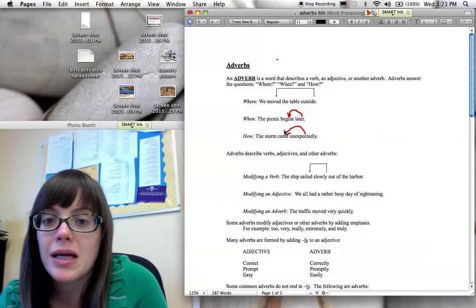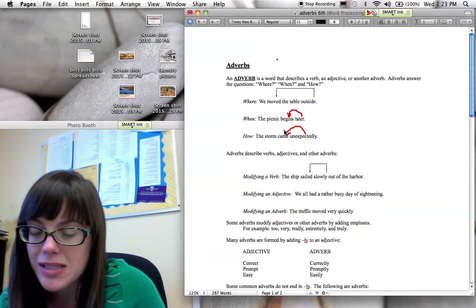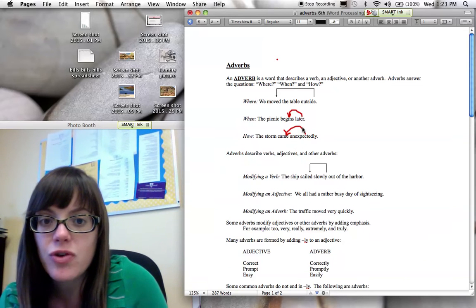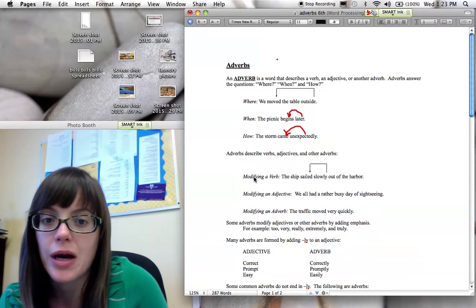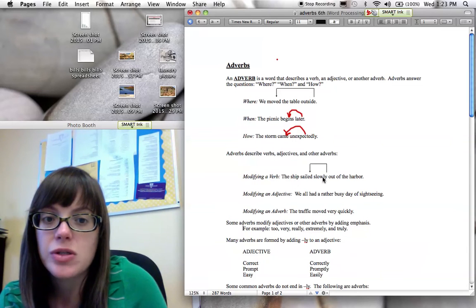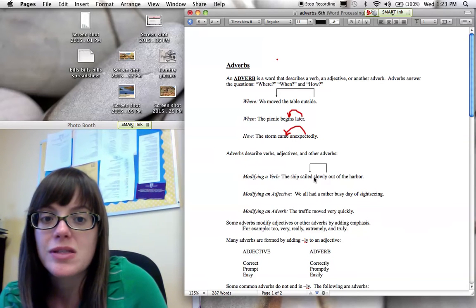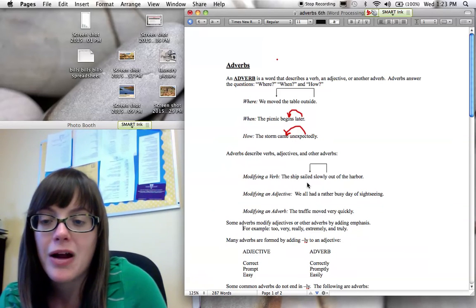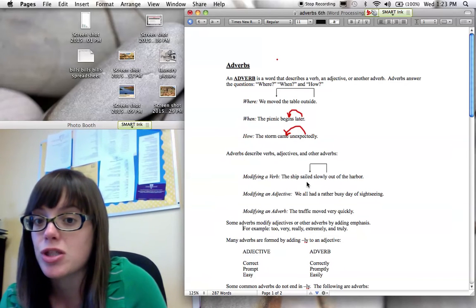All right, now let's look at some of the different words they can describe. So we've seen a few examples of them modifying verbs, and we have one more here. So the ship sailed slowly out of the harbor. We have slowly, my adverb, modifying sailed. It's telling us how the ship sailed.